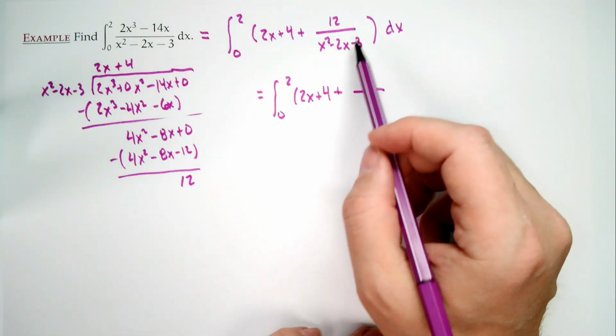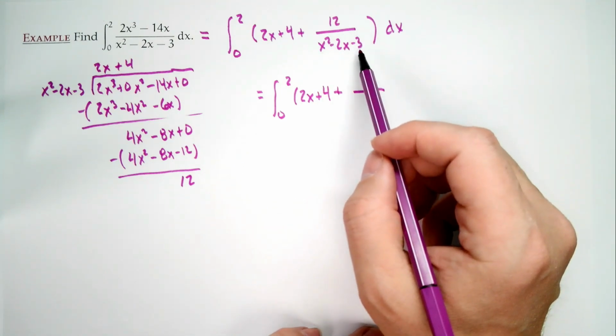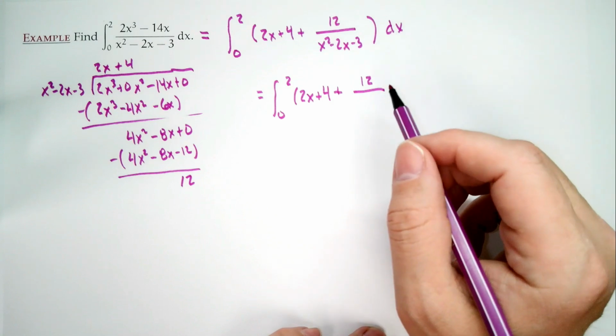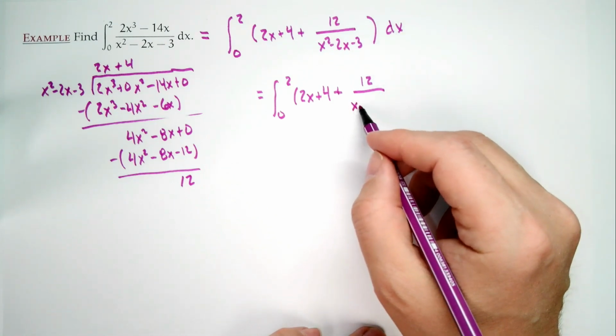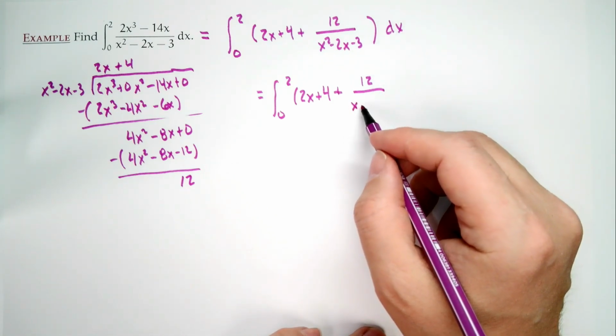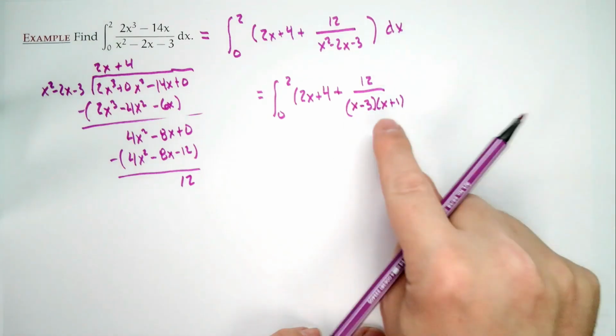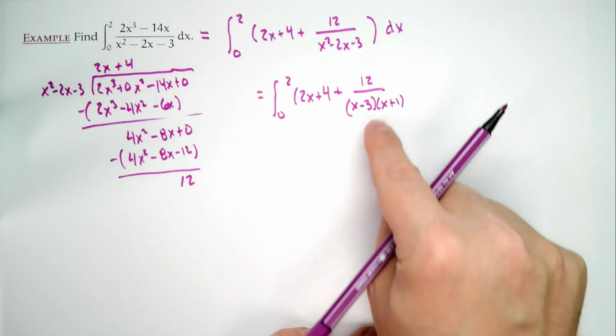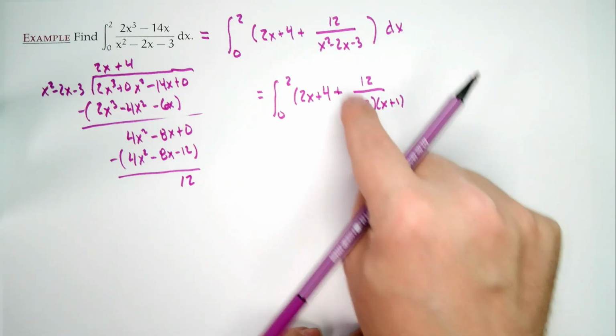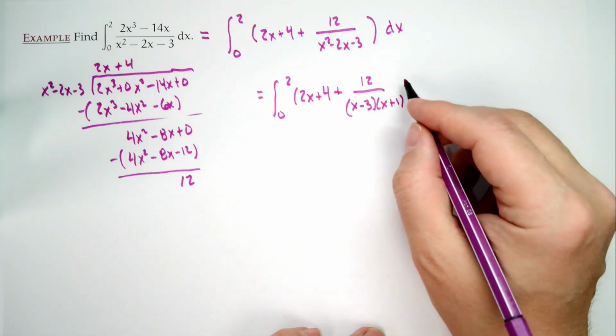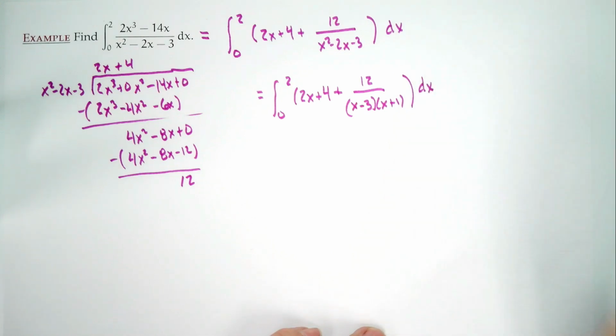Well, I need two numbers that multiply to negative 3 and add to negative 2. Well, if I put in, let's see, minus 3 and plus 1, that does it, right? Because negative 3 times 1 is negative 3, and you have a minus 3x and a plus x, which is minus 2x. All right, good. Now we're ready to do our partial fractions computation.